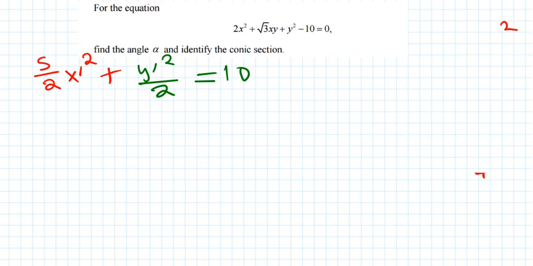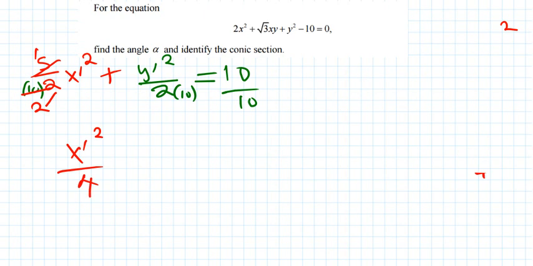So at this point, what do we have? I want to identify the conic section, so we want to have a 1 remain on the other side, so we can divide by a 10. For the first part, 5 there it's 1, 5 there it's 2, so 2 times 2, 4, so we have x prime squared over 4 plus y prime squared over 20 is equal to 1.